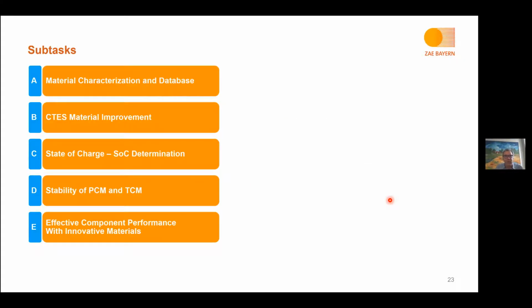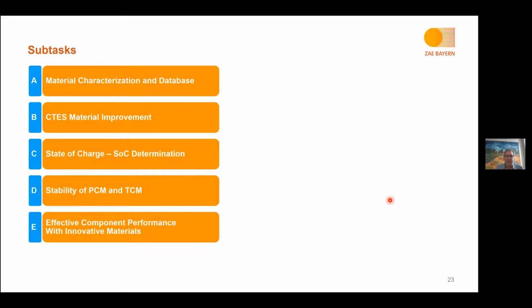And following this, we defined different subtasks. So one is material characterization and database. So that's a kind of continuation of what we started. So we want to complete the database as much as possible. Then we have this subtask B. This is about the material improvements. Stefania will talk about that.